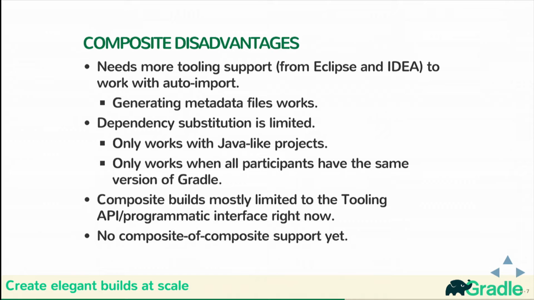Composite Build right now is mostly limited to the tooling API, the programmatic interface for Gradle. If you've ever seen the tooling API, you can basically say, I want to make a new composite connection. I want to add these builds into my composite, and then I have a programmatic way of saying, run this task, run this build, ask for information from it, that kind of thing. And another limitation right now is you can't have composites of composites. I can't define a composite, define another composite, and then define a composite on top of all of that. Right now it's only one level.